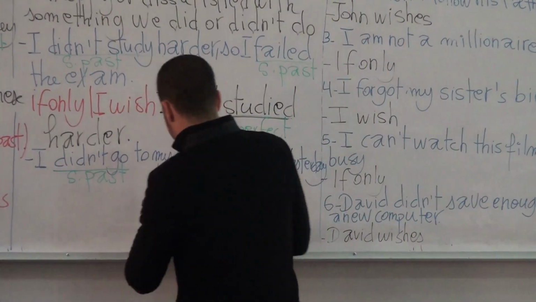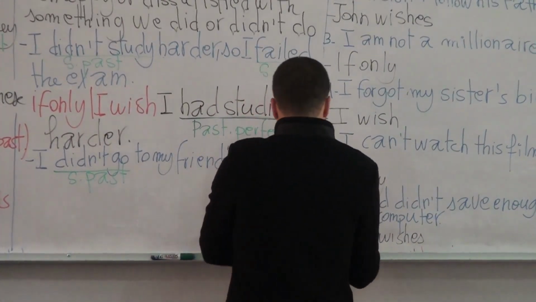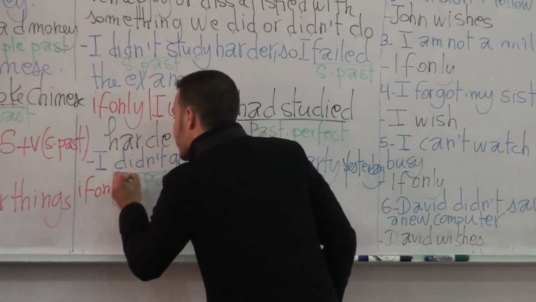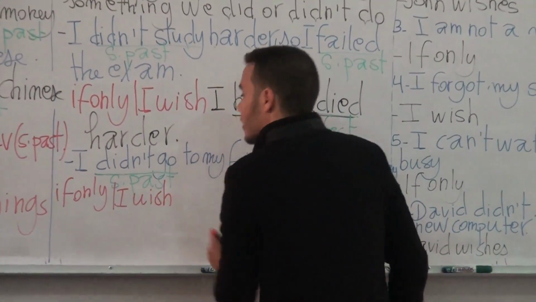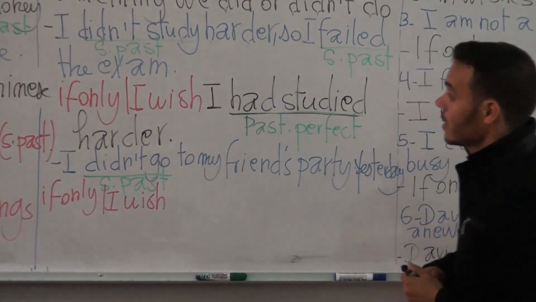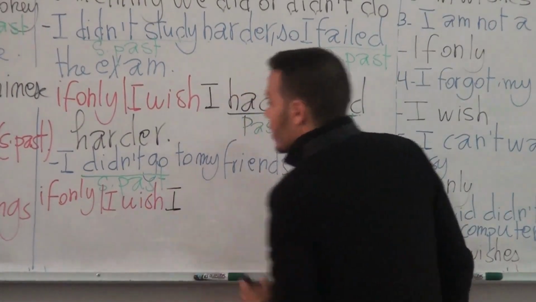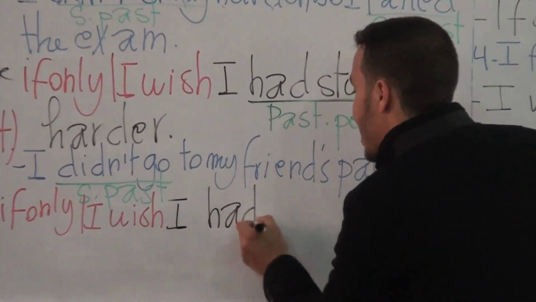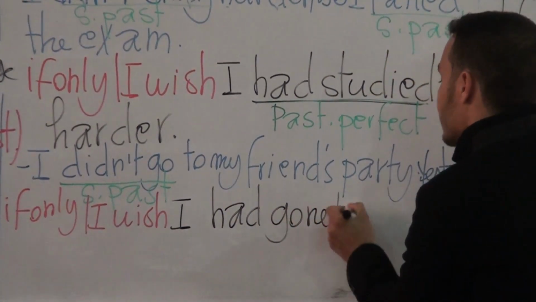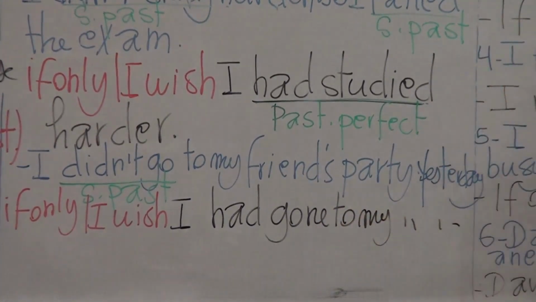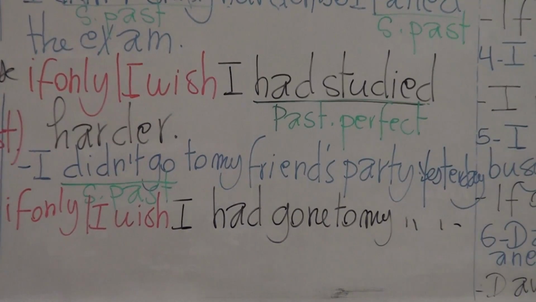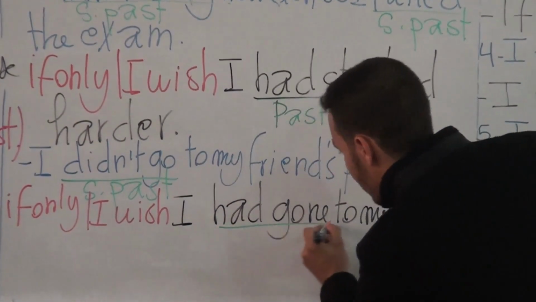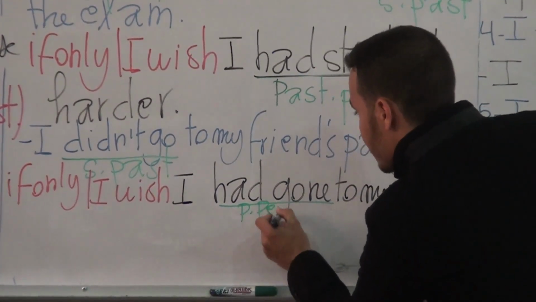So what are we going to say? Again, we use I wish or if only. Then we say I, right? If only, or I wish I had gone to my friend's party yesterday, right? So this is again a past perfect. Had gone, past perfect.